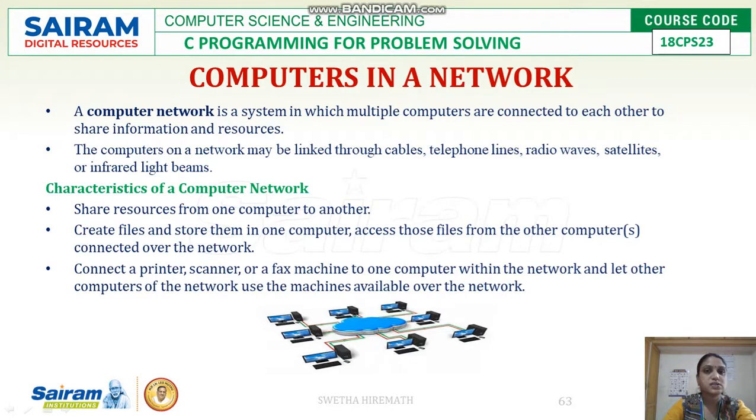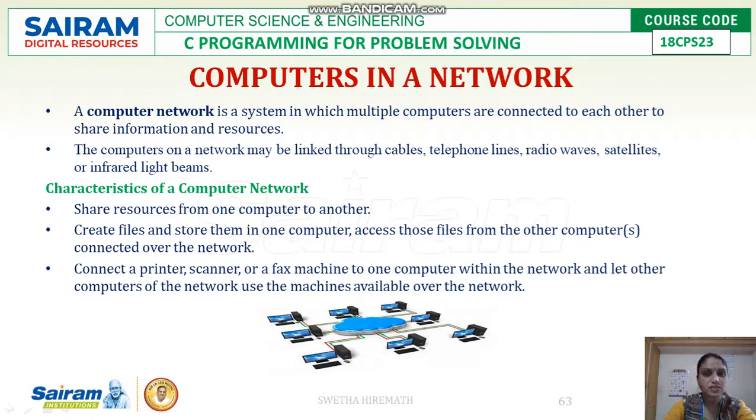A computer network is a system in which multiple computers are connected to each other to share information and resources. The computers on a network may be linked through cables, telephone lines, radio waves, satellites, or infrared light beams. That is, whatever resources and data are available in one computer system can be shared with other computer systems and used wherever we are. To connect the systems over a network, we use cables, telephone lines, radio waves, satellite signals, or infrared light beams.